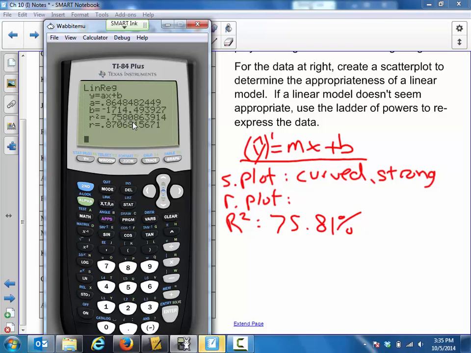Okay, so, you guys, I've seen a lot of trouble. I think it's difficult for you to interpret R-squared correctly. R-squared in this case, and in every case, means that 75.81% of the variability that you see in your Y data is accounted for by the regression line given here in LinReg in this particular case. Not a really strong R-squared value, not horrible, but obviously the data is not straight.